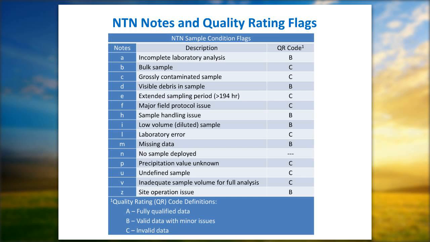V is an inadequate sample volume for full analysis. This happens for very light precip events where we should have had enough sample collected, but we didn't, and that gets invalidated. And then finally, as we go through our list, Z, site operations issue. This comes if you flag one of the site conditions on the field form, such as your collector or motor box didn't operate properly, or perhaps your gauge didn't operate properly. The chemistry are valid, but we do flag that there's an issue.